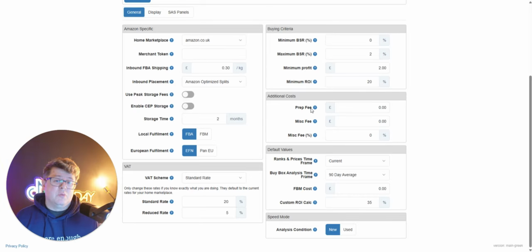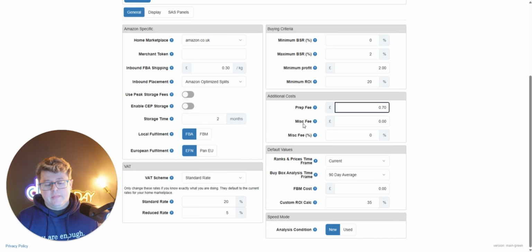A prep fee is more for if you're using a prep center, and I would recommend working that out every single month. So seeing how much you've sent in using the prep fee, looking at how many products you've actually sent in using your prep center, dividing that by the units, and just then overestimating. So for me, last month it was 63 pence. So I'm going to put this as a 70 pence per item it's going to cost me to use the prep center.